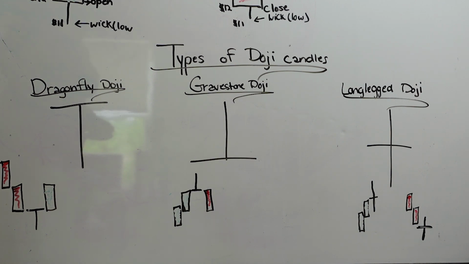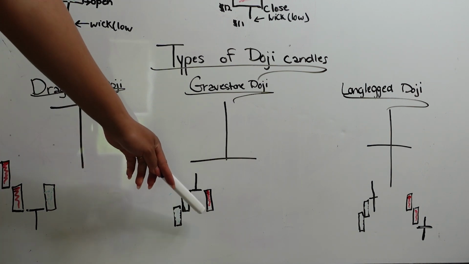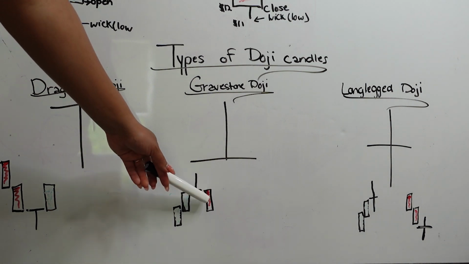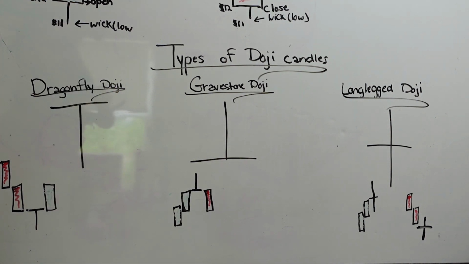So once again though, we have to wait for confirmation. And then on the next day after this Gravestone Doji, let's just say you were to see a bearish candlestick, that means that sellers did indeed take over and the stock is now selling off, which signaled that the Gravestone Doji was in fact correct, meaning that the reversal is probably starting to happen.